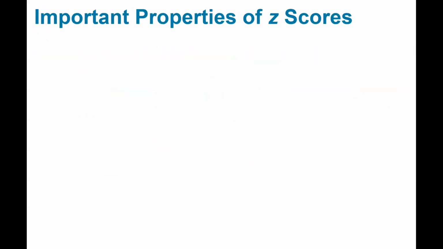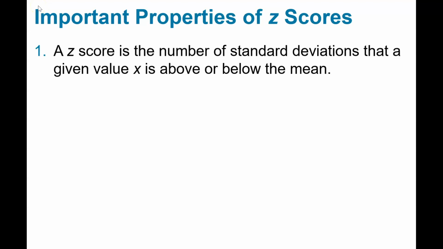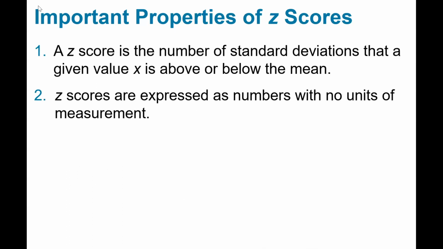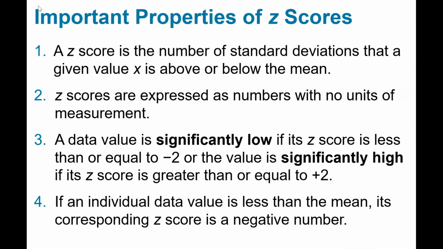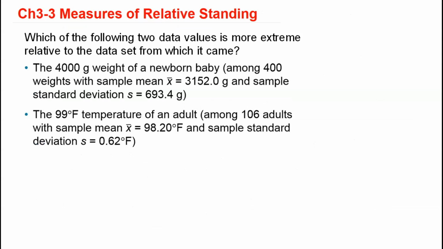Before we proceed with the example, let's look at some important properties of z-scores. A z-score is a number of standard deviations that a given value x is above or below the mean. Z-scores are expressed as numbers with no units of measurement. A data value is significantly low if its z-score is less than or equal to -2, or significantly high if its z-score is greater than or equal to +2. If an individual data value is less than the mean, its corresponding z-score is a negative number. We'll now look at how to calculate the z-score and what is the use of the z-score in real life.